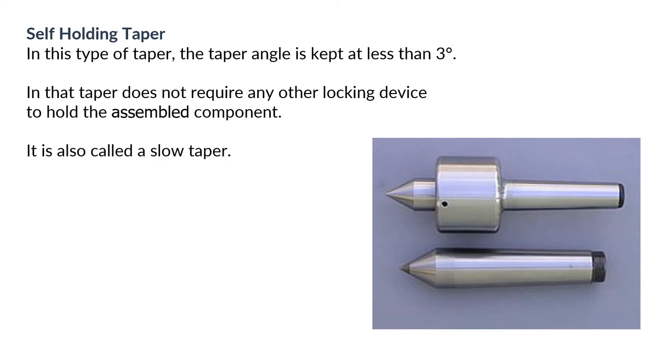There are 2 types of tapers that you'll come across with machine tools. One is the self-holding taper. These tapers are usually less than 3 degrees. These are commonly referred to as slow tapers. Drill chuck arbors, tapers for live centers, dead centers, etc.